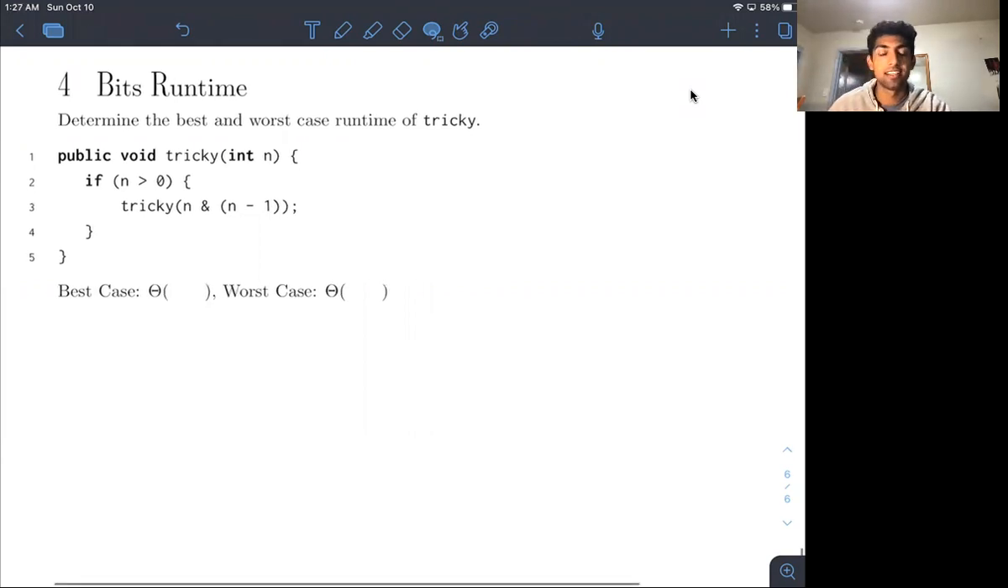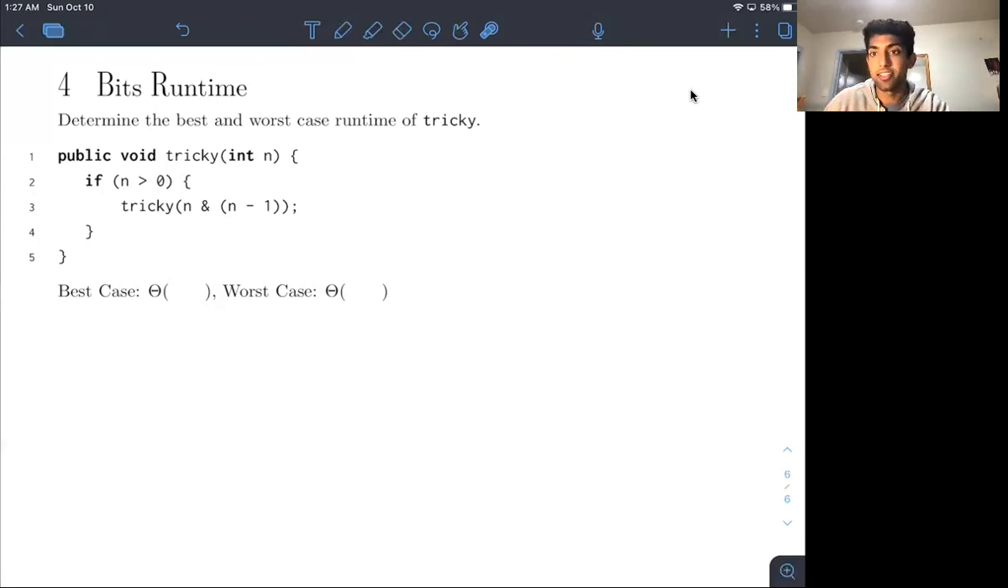But the idea here is that we're trying to find the runtime of this function Tricky. And when we're looking at Tricky, it's a tricky function given the name, right? So what I recommend is that when we approach this problem, don't be discouraged if it makes zero sense immediately. This made no sense to me when I first saw this problem.